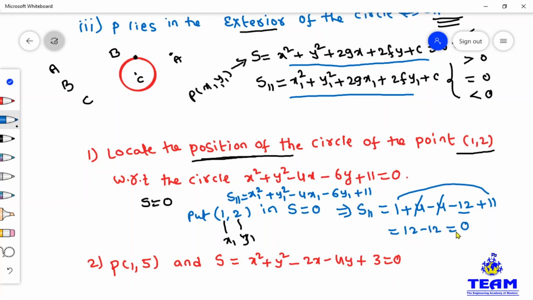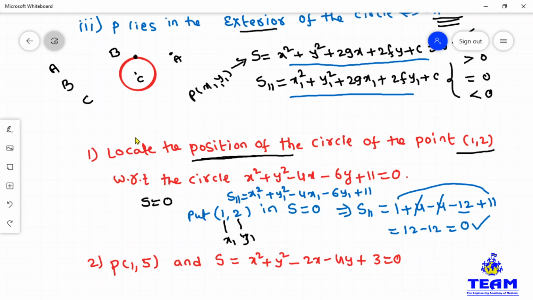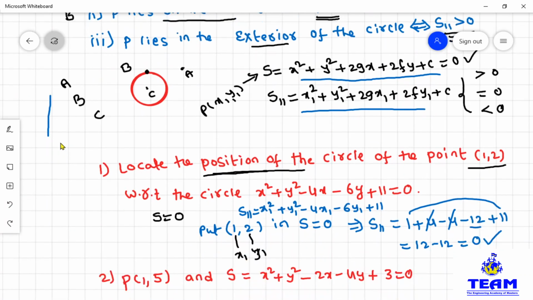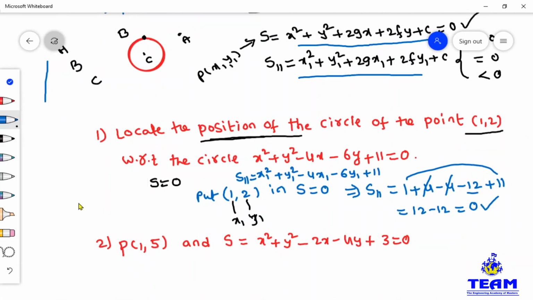So friends, what is S11? S11 is equal to 0. S11 equal to 0 is nothing but the point on the circle. What is the relation of the point on the circle? S11 is equal to 0 if and only if P lies on the circle. Is it clear? So here, P lies on the circle. Suppose it is a circle S, and the point 1 comma 2 is on the circle. That's it. Next, go for another problem.